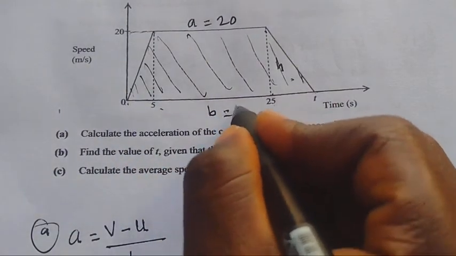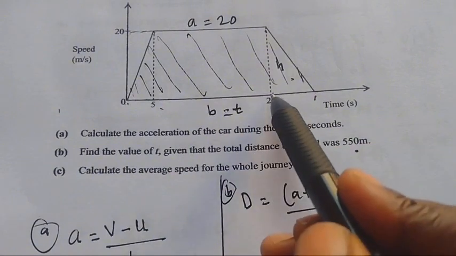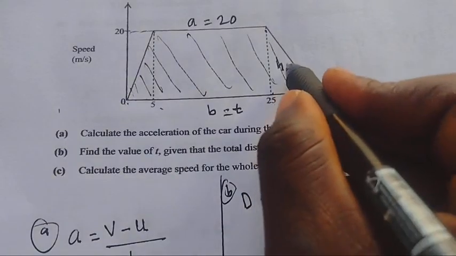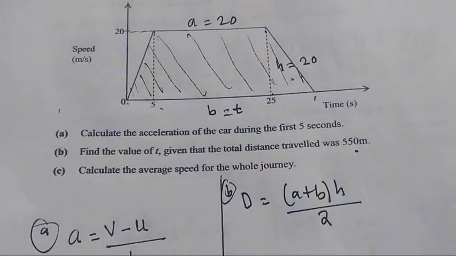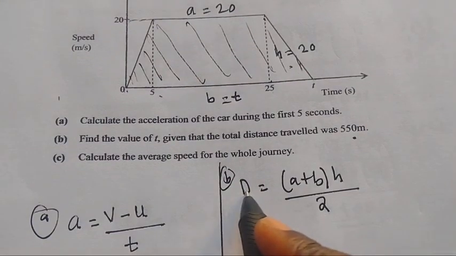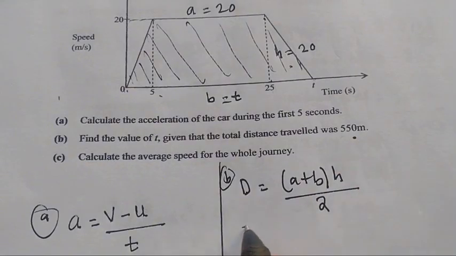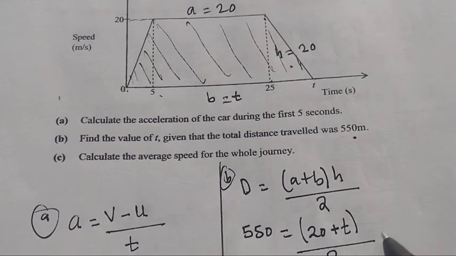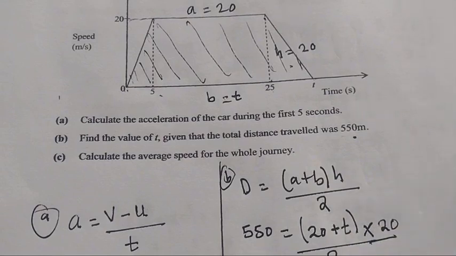So B will be equal to t. The height from here to here, corresponding to this speed right here, is 20. So just substitute now in your formula. Where there is d, they have told you that the total distance was 550 meters. You write 550 equal to (A, which is 20, plus B, which is t) cross over 2 times the height, which is 20.